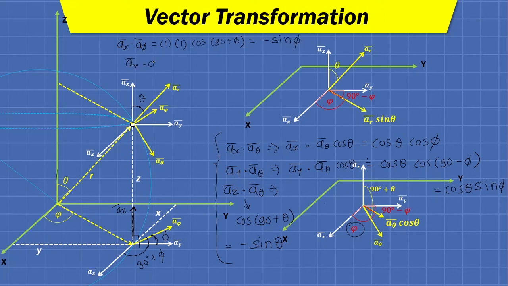Secondly, a_y bar dot a_phi bar: again the modulus of a_y bar is 1 and the modulus of a_phi bar is also 1. The angle between y and phi is phi, so cos phi will finally be the answer. Then a_z bar dot a_phi bar: the modulus of both these unit vectors is 1, and the angle between z and phi is 90 degrees, so cos pi by 2 gives the answer 0.